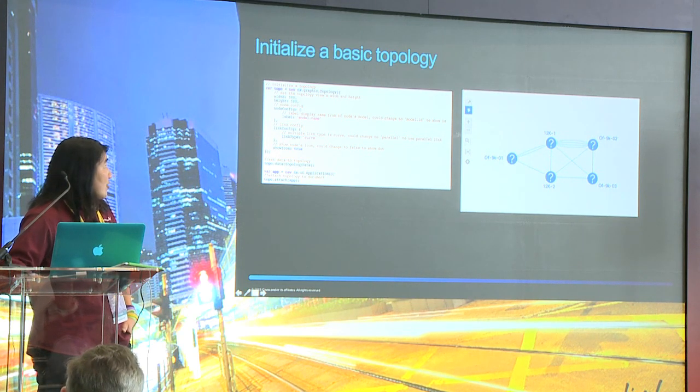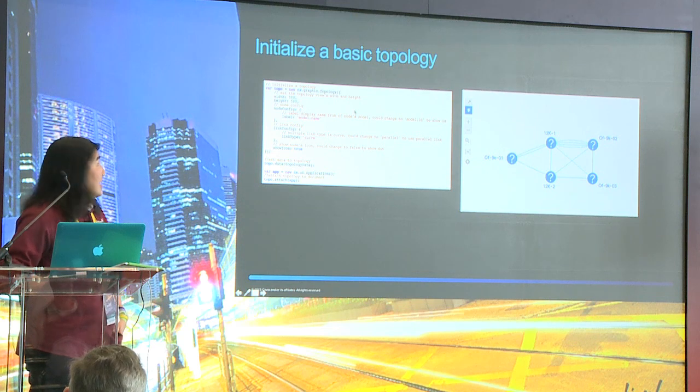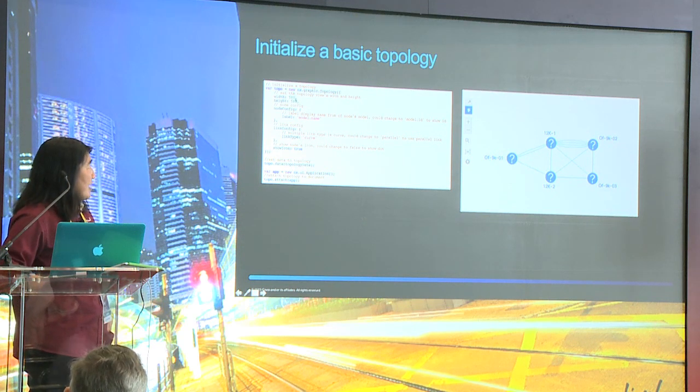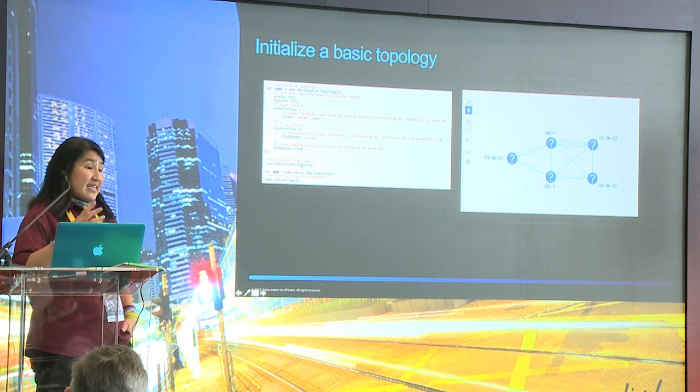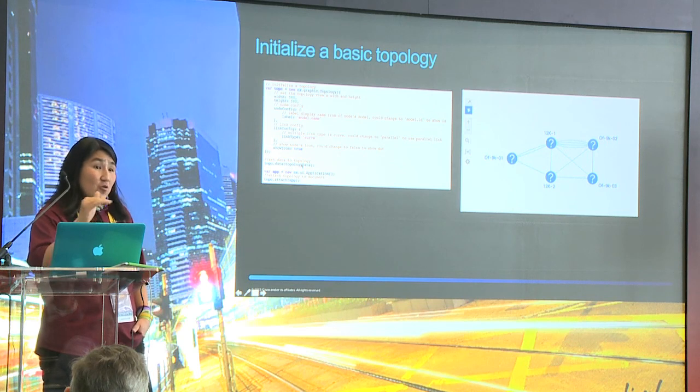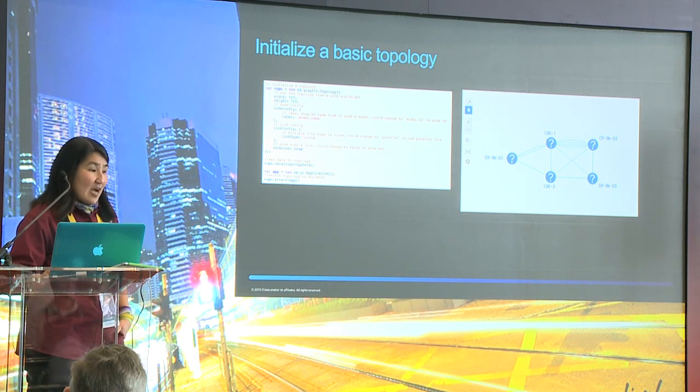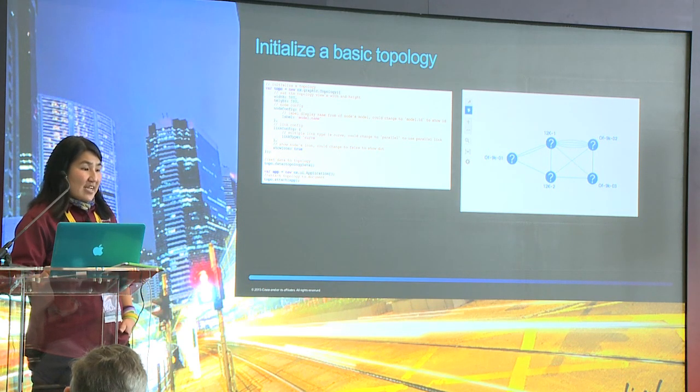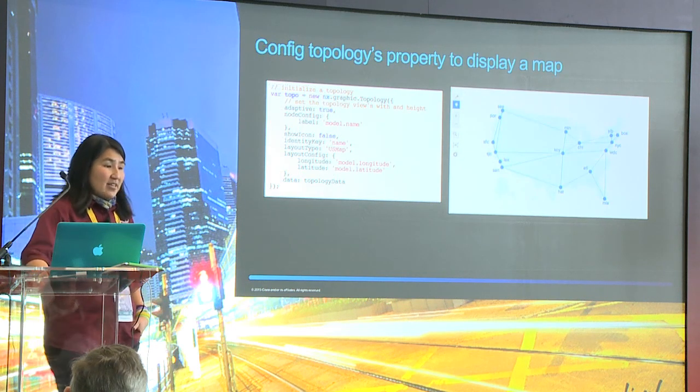What you see over here on the left is some of the code that you need to actually put that together. So you create a window of a certain size. You then configure the links. And then separately, you would have the data that actually shows the name of each node, the title, and how they're connected. And then, boom, you can actually initialize that topology.